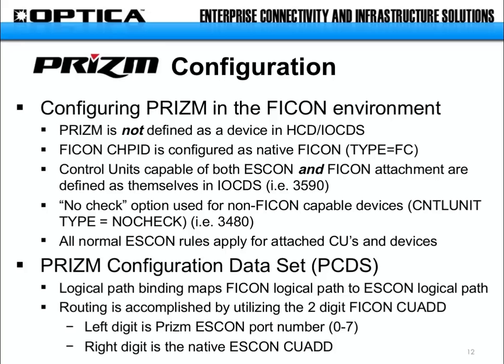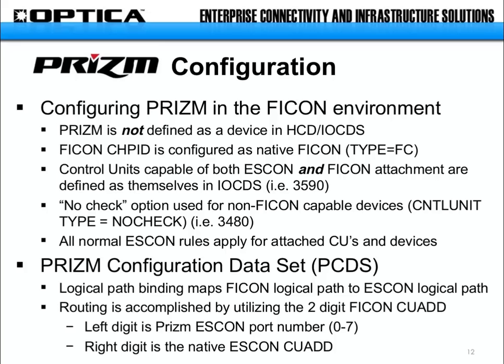Prism attaches to a native FC CHPID type, and the value of that is it allows you to share that CHPID. So you do not have to dedicate an FC or a FICON CHPID to a single ESCON device or, God forbid, a single bus and tag device. You can actually share that with your native FICON devices.